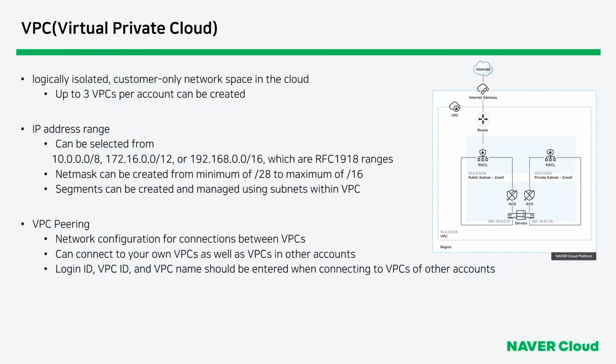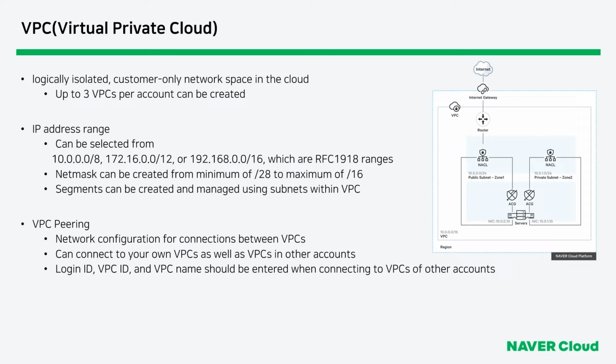VPC stands for Virtual Private Cloud, and it is a service that enables creation of a logically isolated customer-specific network space in the cloud. Currently, the IP bands that can be created with VPC are 10.0.0.0/8, 172.16.0.0/12, and 192.168.0.0/16. The subnets for each band are supported from a minimum of 28 bits up to a maximum of 16 bits.